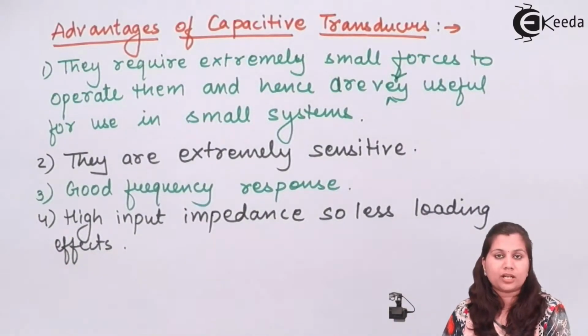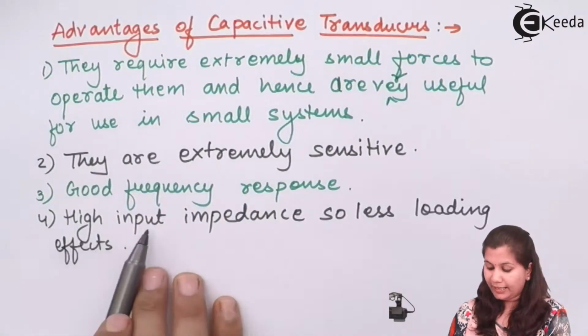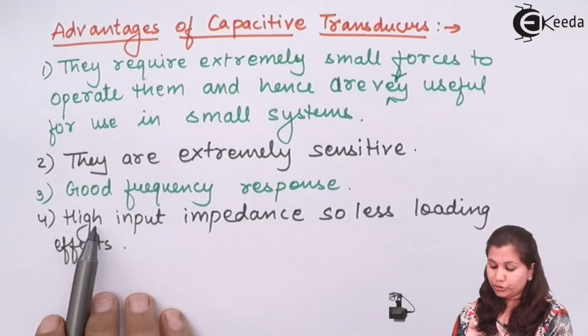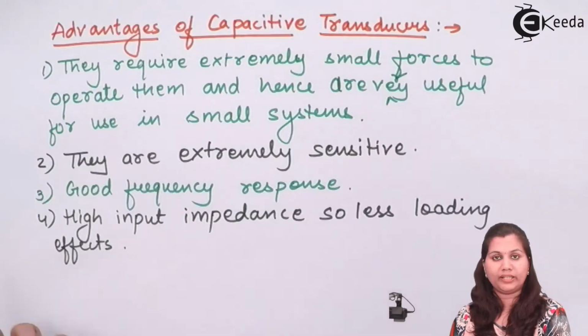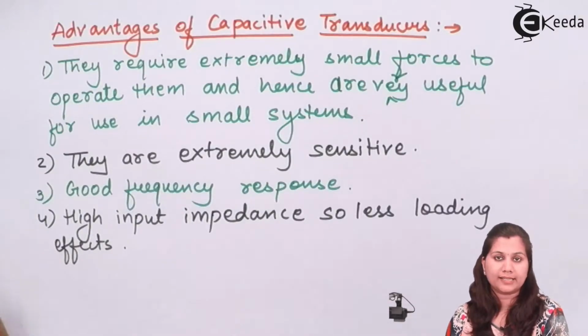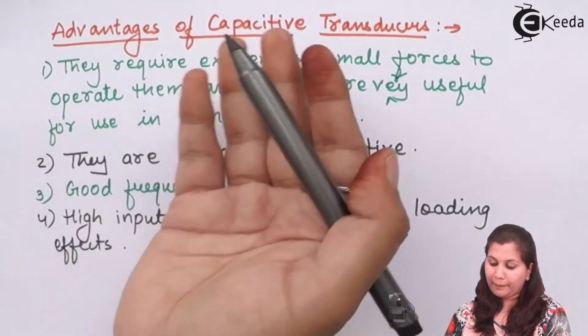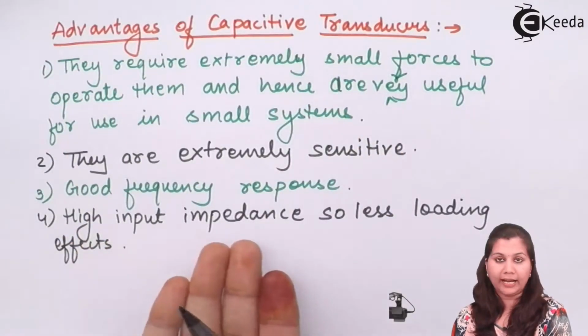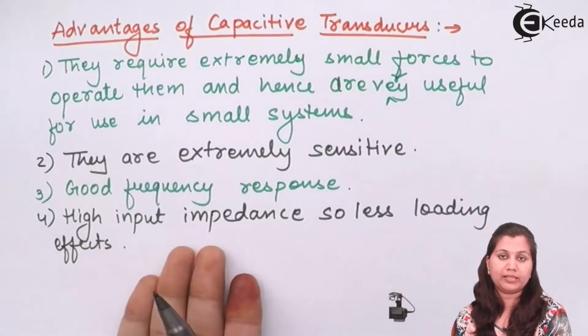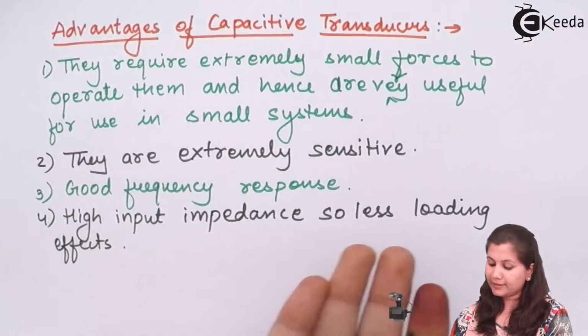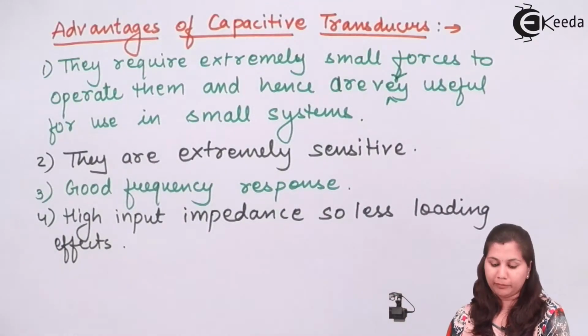The capacitive transducers have very high input impedance. Due to this high input impedance, the loading effects are minimized in the system, because there is a condition for loading effect that the device should have a high input impedance and low output impedance. So capacitive transducers having very high input impedance, in those cases loading effects will be minimum.